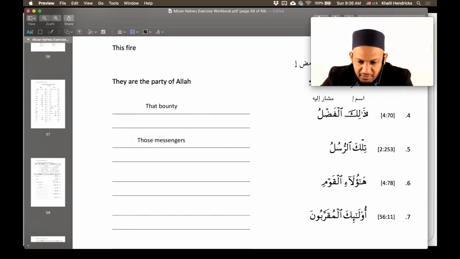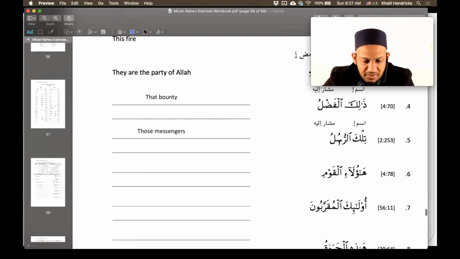So let's do the labels first. Which label would you put on Tilka? The Ismul Isharah. Good. And Rusul, which label do you put there? The Musharun Ilayhi. Good. Perfect. So whenever you have an al after the Ismul Ishara, you call it Musharun Ilayhi. So there's something unusual about this. What's unusual about Tilka Rusul? Which question comes to mind? There should be a question that comes to mind. Anybody?